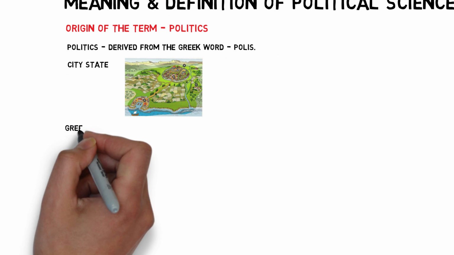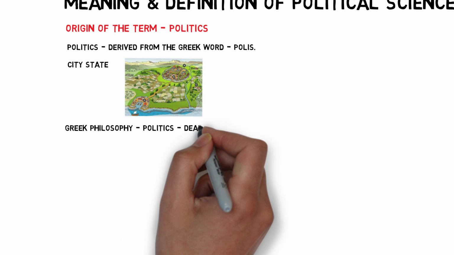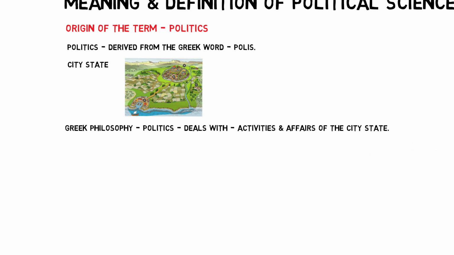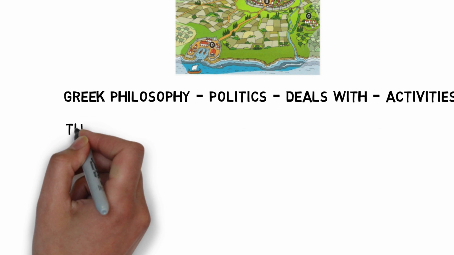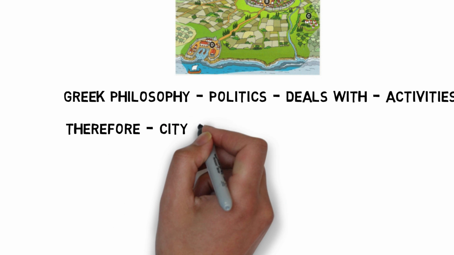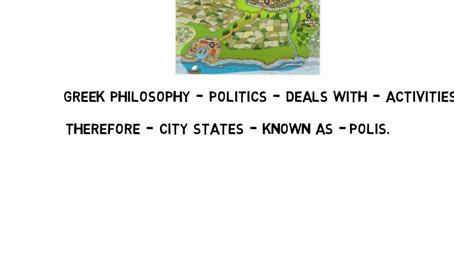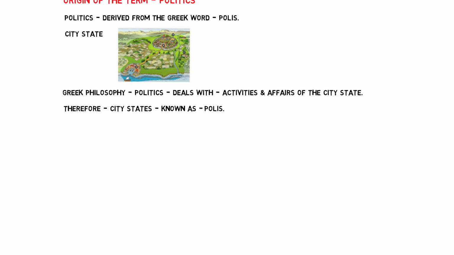Now, according to Greek philosophers, politics was a subject which dealt with all the activities and affairs of the city-state, and therefore city-states were known as polis. So basically, all the activities related to the society and the state, which may be political, economic, as well as social in nature, were directly linked to the activities of the state, and therefore these city-states were known as polis.